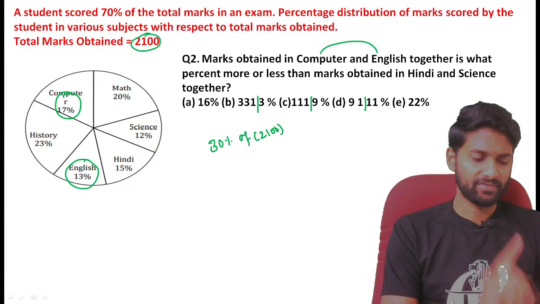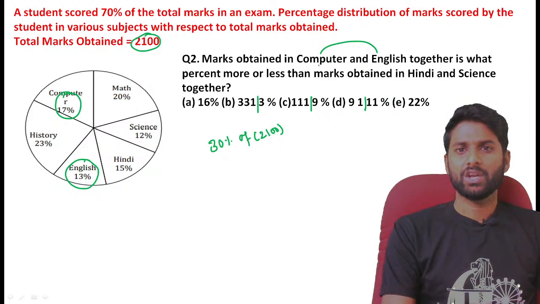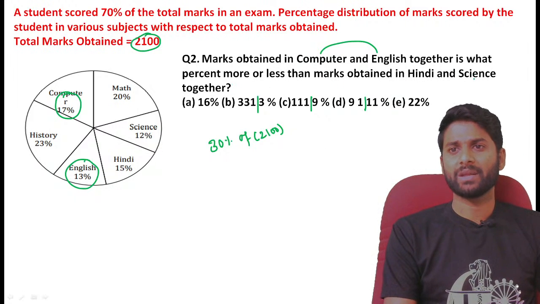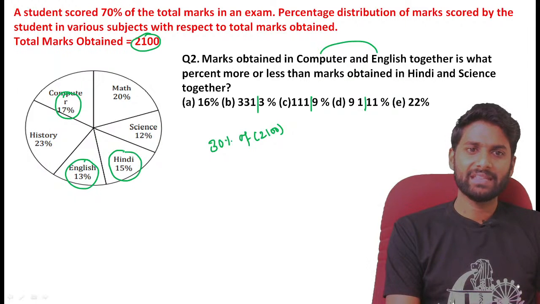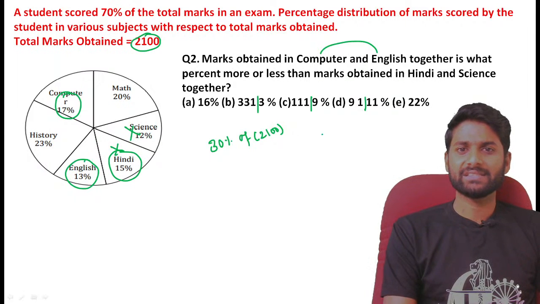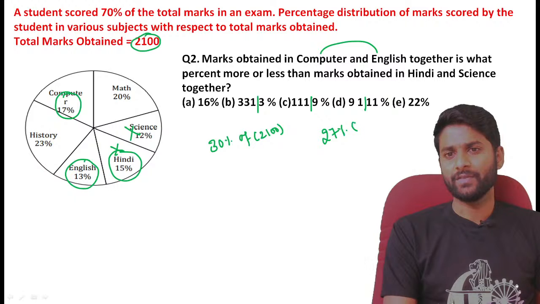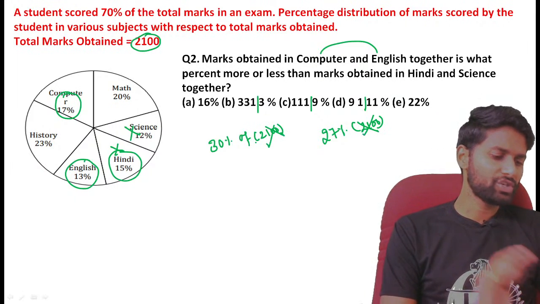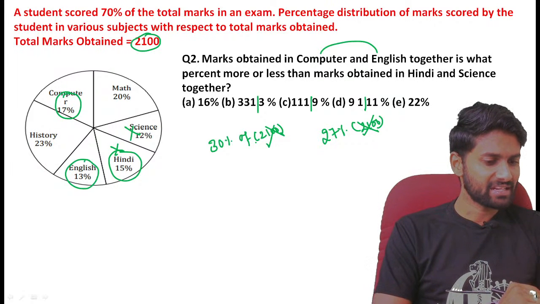But don't calculate it first of all. Why I am mentioning, I will tell you. Now, what percentage more or less the marks obtained by Hindi and science? Guys, see, Hindi and science value become 27 percentage of 2100. What is your observation? The marks are common, guys. No need to consider those in terms of calculation directly, guys.